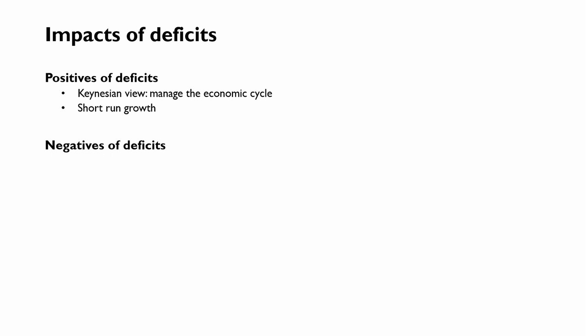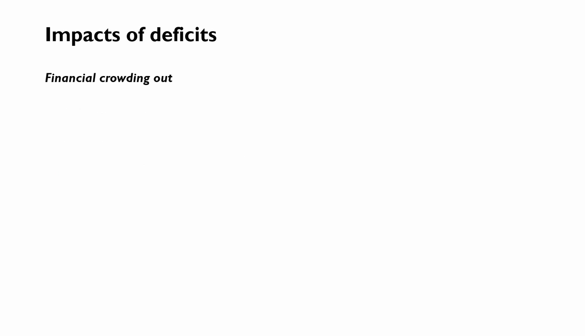But there's obvious negatives. They're expensive. We won't dig into this because there's not much theory, but you might want to use that piece of context that the UK is planning on spending £56 billion just on debt interest in 2020. And there are two concepts that we need to meet: financial crowding out and debt crises.